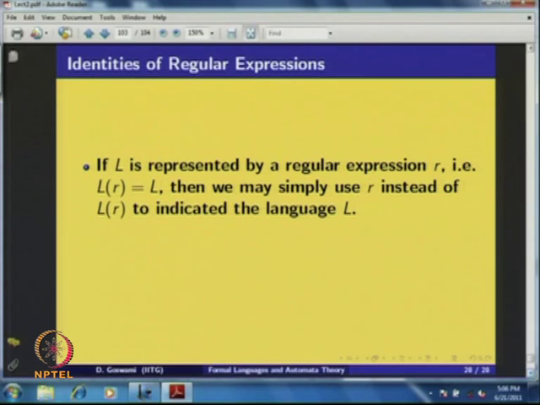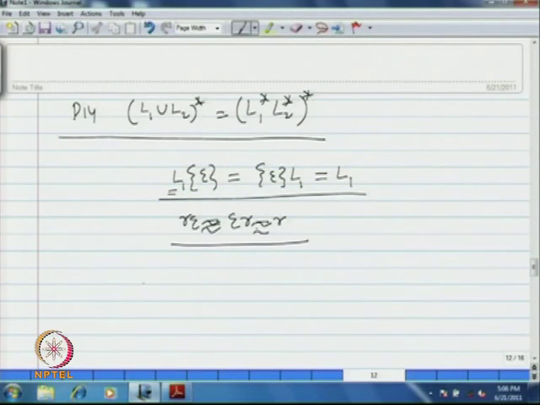Now, if L is represented by a regular expression R, that is L(R) equal to R, then we may simply use R instead of L(R) to indicate the language. So, for any given language, say L(R), where R is a regular expression, we know that L(R) is the corresponding language represented by R, but sometimes we can simply write R to represent the language itself. This is a shorthand notation for a language represented by a regular expression R.